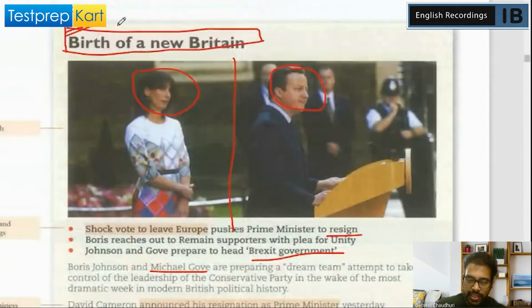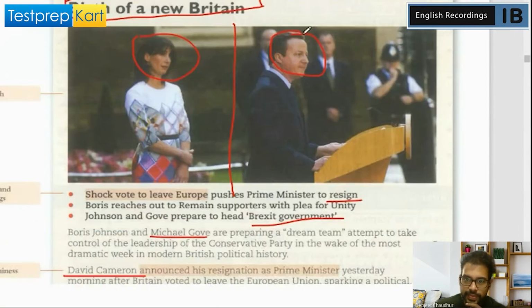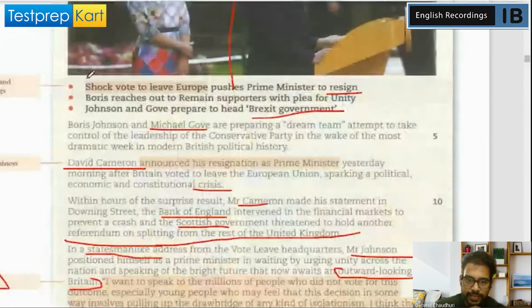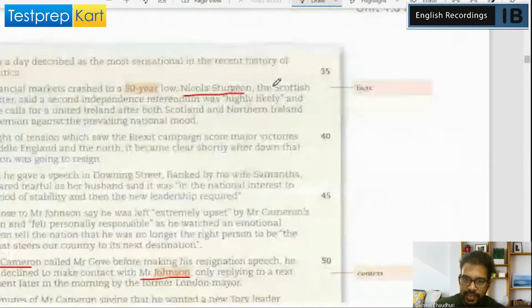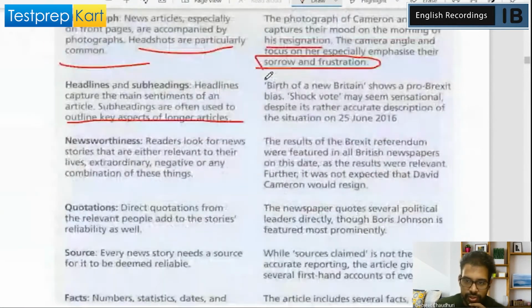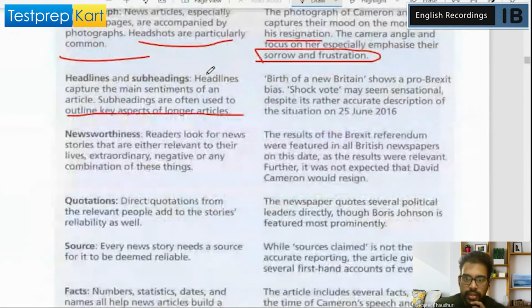So, "Birth of a new Britain", that's the headline. They're talking about the headline. I told you the bias is clearly obvious. They like this new move. And the subheadings are these. So I told you whatever the subheadings are, the article will go on to explain these headings. That is the point of the whole article. That's how it's structured. Okay.